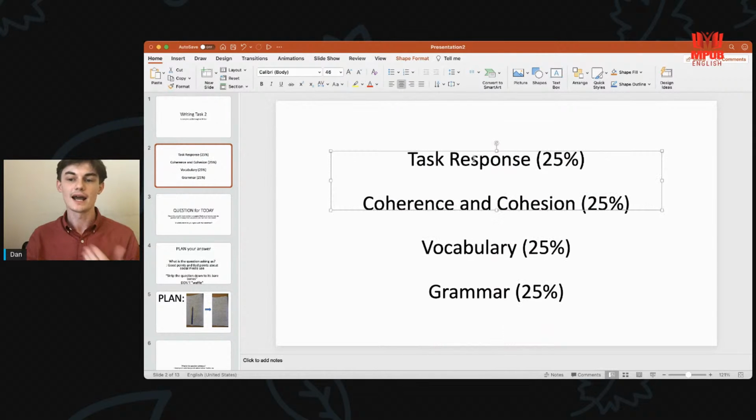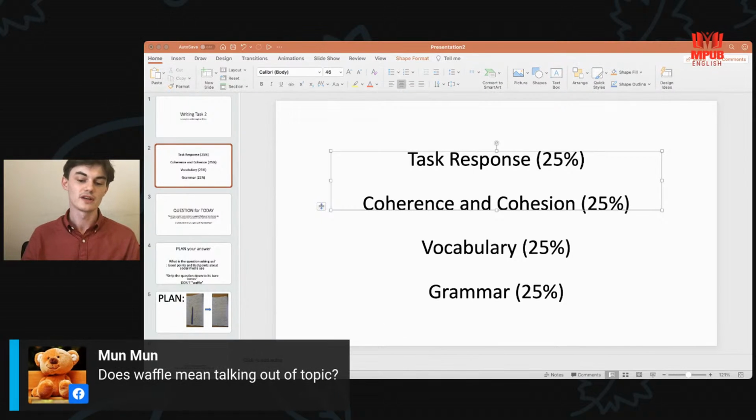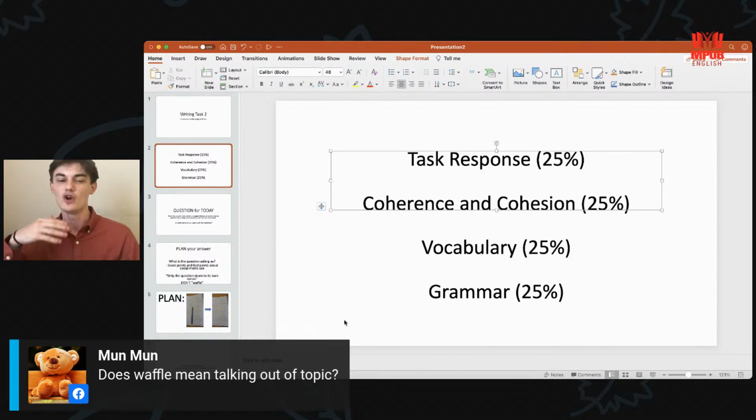So you'll achieve highly in task response because... So Mumman says, does waffle mean talking out of topic? Exactly, that's exactly what it means. It's a weird word, even for a native speaker. It's a type of food, you have waffles and pancakes, so I have no idea why we use it in this way. But yeah, it basically means when you're not answering the question, you're just talking about things that are irrelevant to the task at hand.